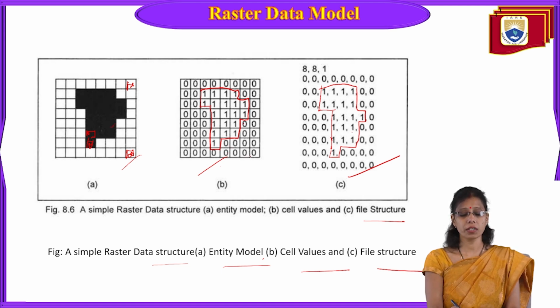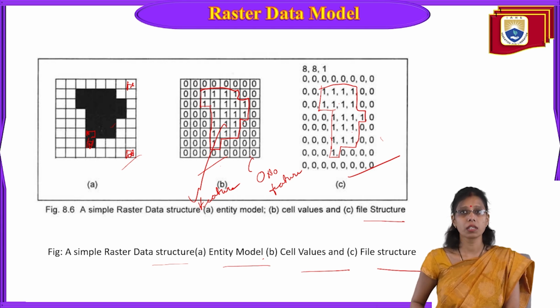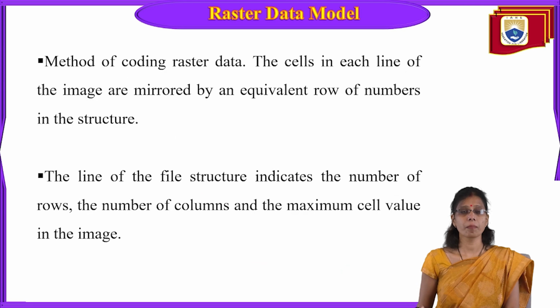So wherever 0 is there, 0 means no feature. Here is the feature. The same thing is represented as a file structure, zeros and ones. Wherever you can see 0, there is no feature. Wherever you can see 1, there is a feature. This is how it is shown in the form of grid cells.